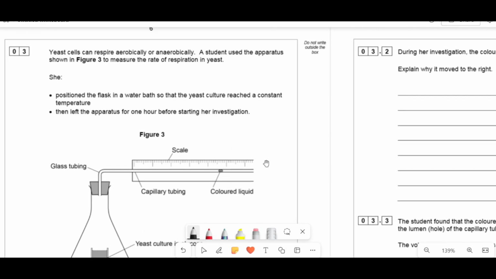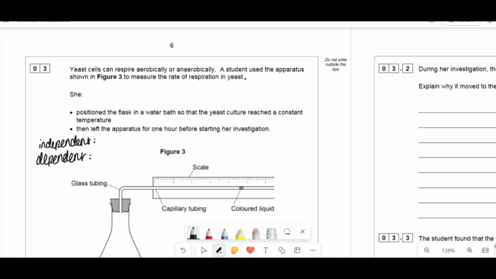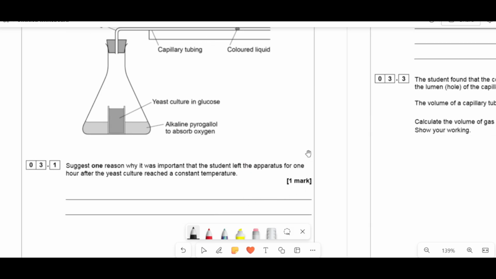So let's have a quick look what's going on here. So again, you should always think dependent, independent, right? So independent, dependent. So they measured the rate of respiration in yeast. It's tempting to be like, oh, rate of respiration, but we need to know what they're actually looking at and measuring specifically, rather than just, oh, this and that. So they did this in a constant temperature, and they left it for 1 hour.